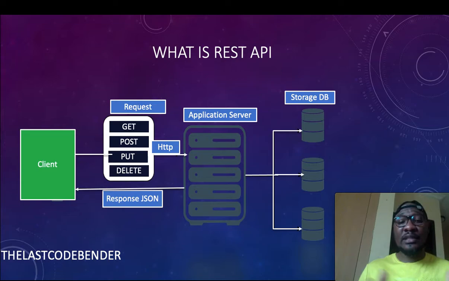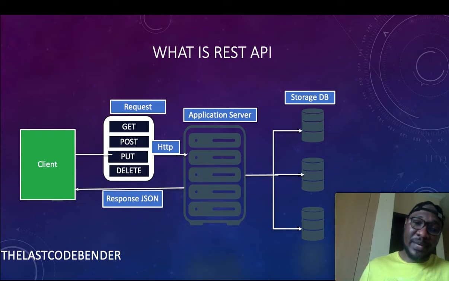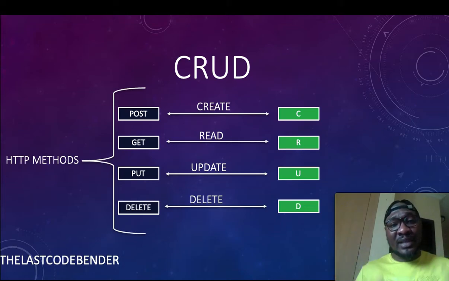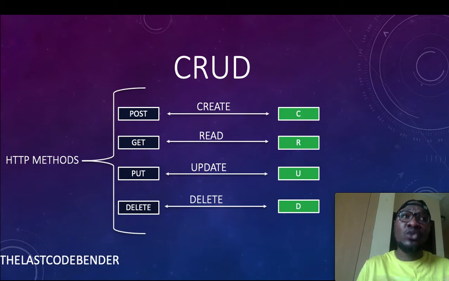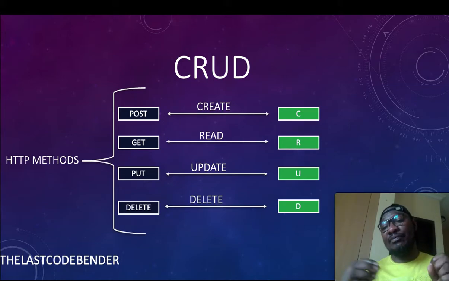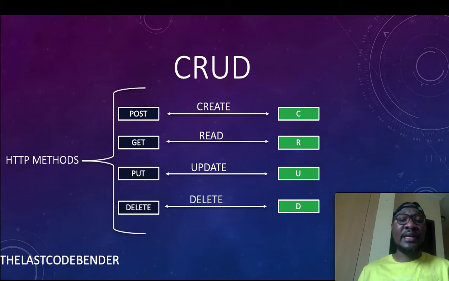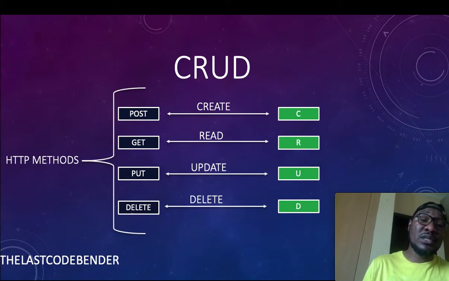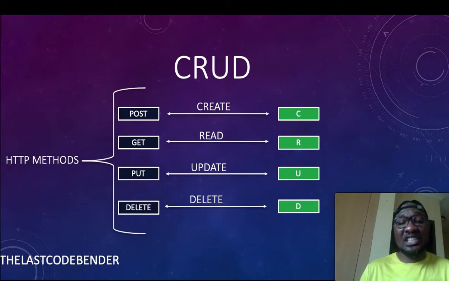And what is JSON? JSON is JavaScript Object Notation, which is used to send and request data to our REST API. The API that we are going to build is a CRUD API for players. And what is CRUD? CRUD is an acronym for create, read, update, and delete, and they map to the post, get, put, and delete HTTP methods.